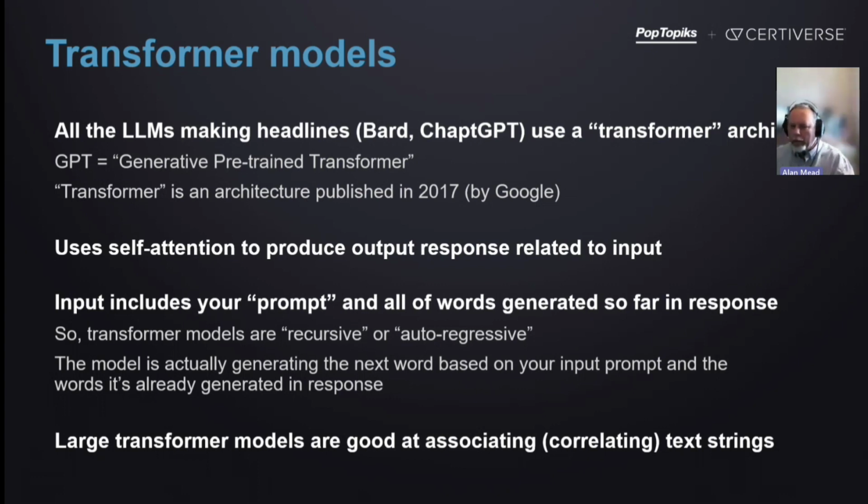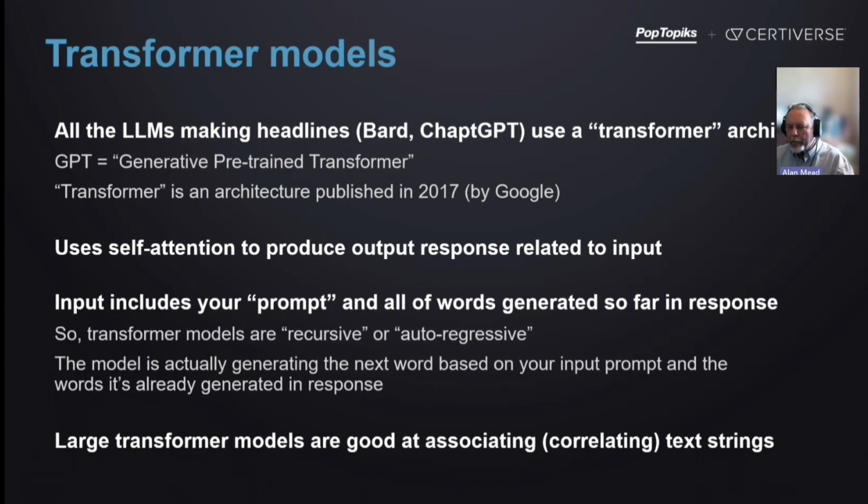The input, initially, is the words that you submit to the model, and then it generates the first word of the response, and that's put into the input set, and it rescans that to generate the second word, and it puts that in and generates the third word. So the model is recursive. It generates the next word based on your input prompt and the response. The self-attention model has a mechanism for being dynamic in what it's attending to, but that's basically what it's doing.